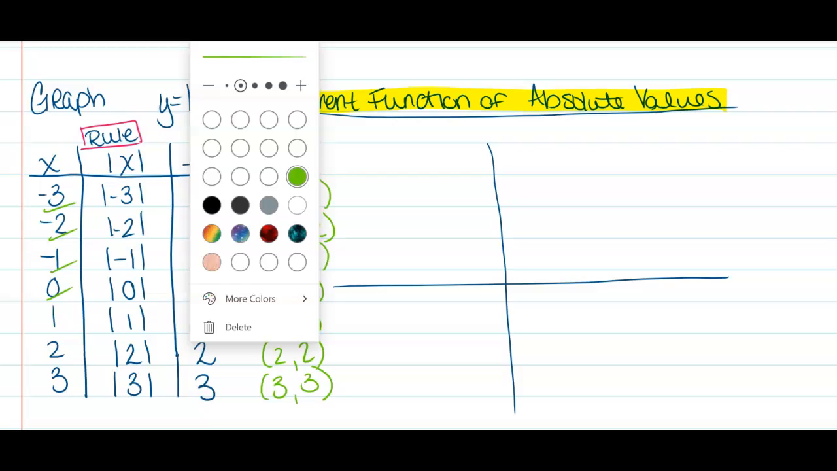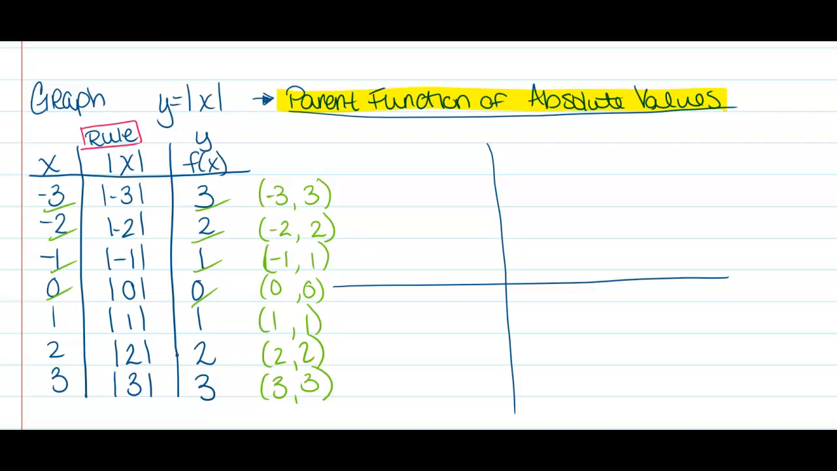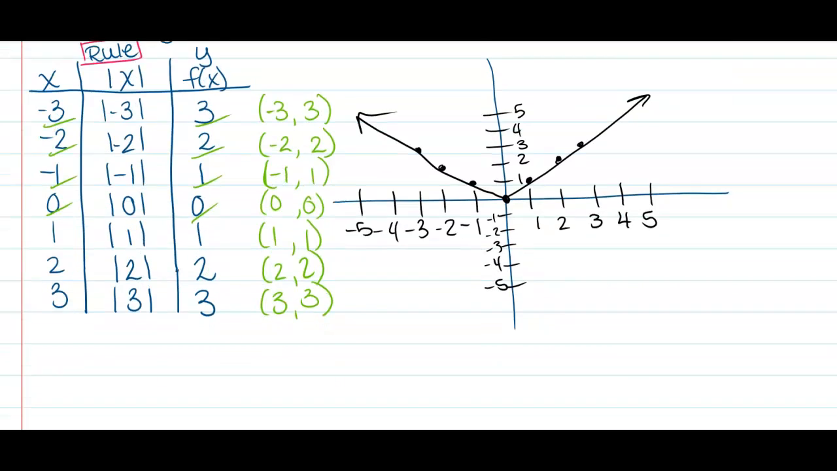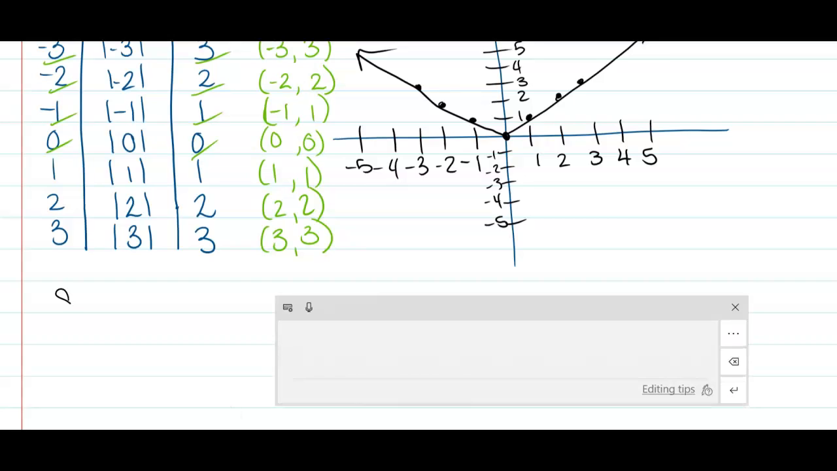Okay, so now we're going to plot our points. Since we're sketching the graph, we want to look at the highest x and highest y value, and it looks like it's 3, so I'm going to make it where we have 4 on each side at least, and then we're going to plot our points. So (-3, 3), (-2, 2), (-1, 1), (0, 0), (1, 1), (2, 2), (3, 3), and then we're going to connect our points. So if you look at the shape of the absolute value function, the shape is a V.